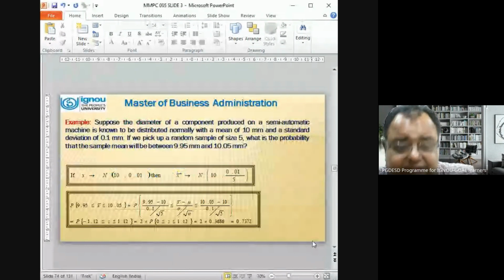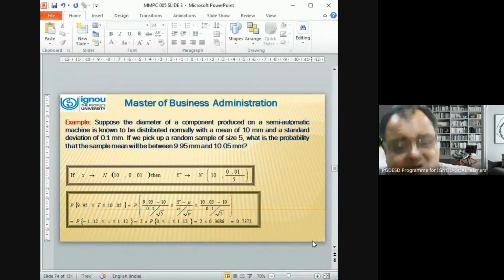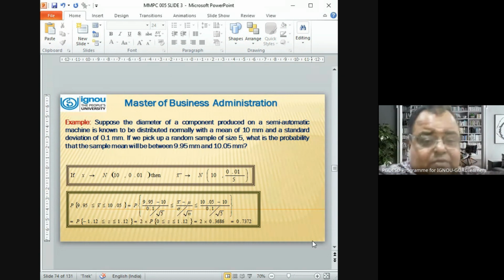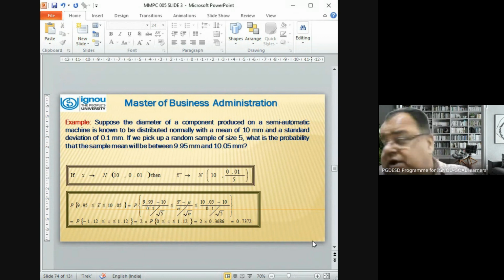You have to be cautious because now I will be using the mathematical concept of probability and normal distribution, and you will be seeing how these words are utilized in actual application. Now see the problem, because we will be talking about probability, because we will be doing sampling, and once we are doing sampling, we are into the concept of probability. Now suppose the diameter of a component produced on a semi-automatic machine is known to be distributed normally with a mean of 10 mm and standard deviation of 0.1 mm.